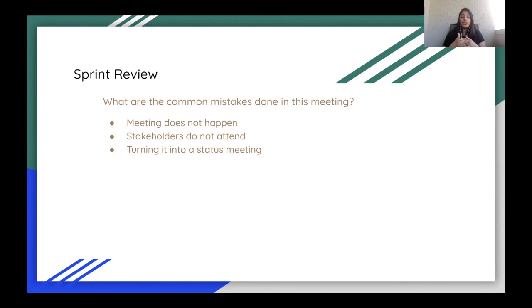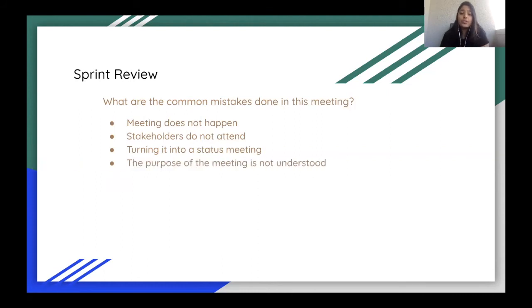It's like a show and tell. You are presenting what you have done to people who basically just asked for it. That's it. And this would be something the Scrum Master needs to ensure does not happen.